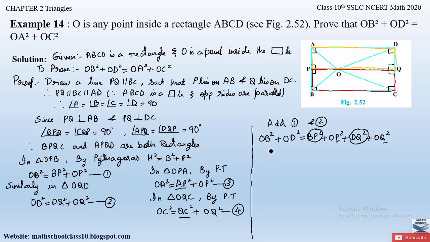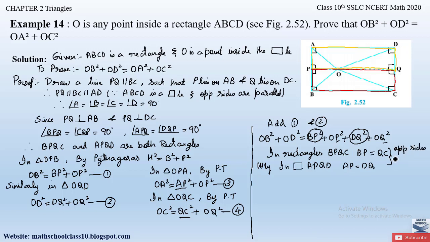Right? So write down, in rectangle BPQC, BP is equal to QC. Right? Similarly in rectangle APQD, if you observe, AP is equal to DQ. So we want this DQ equal to AP. So therefore, similarly in rectangle APQD we have the side AP equal to DQ because opposite sides in a rectangle are equal. So substituting here BP equal to QC and DQ equal to AP.